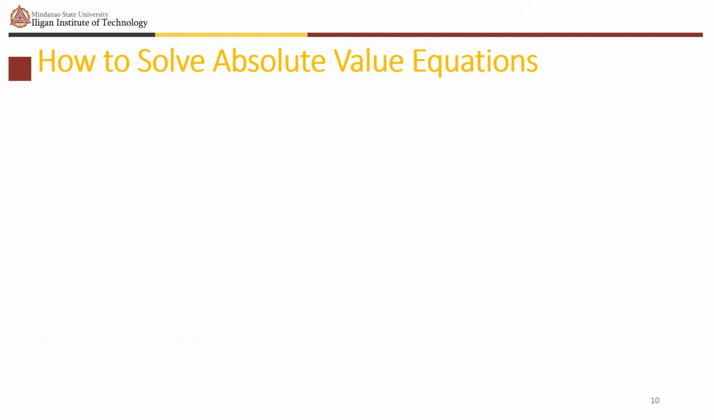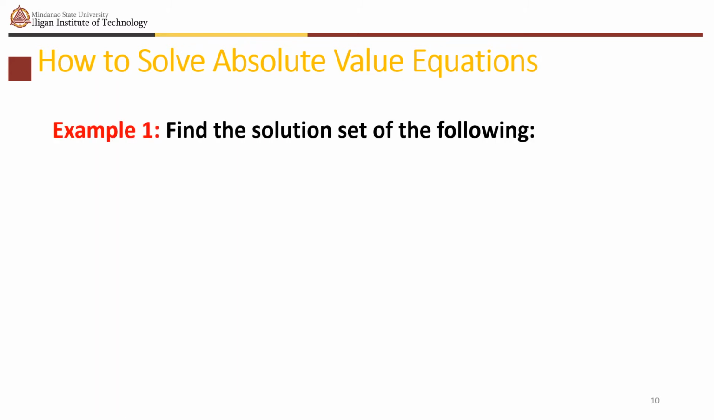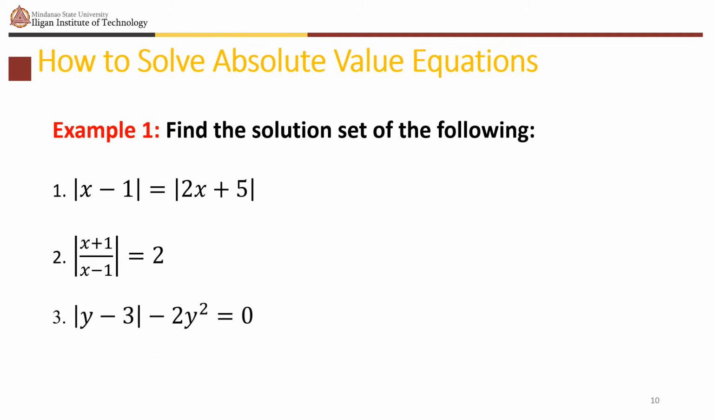So we now try to solve the following absolute value equations. Example 1, find the solution set of the following. Number 1, the absolute value of x minus 1 equals the absolute value of 2x plus 5. 1.2, the absolute value of (x plus 1) over (x minus 1) is equal to 2. 1.3, the absolute value of y minus 3 minus 2y squared is equal to 0.